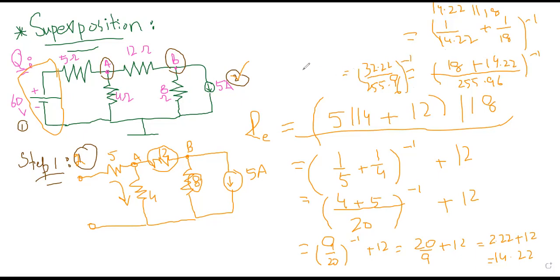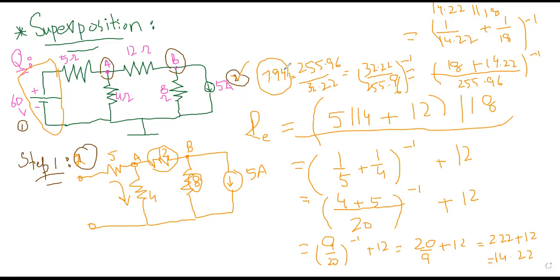So this must be 255.96 divided by 32.22. So now you have to find it. The answer is 255.96 divided by 32.22, so the answer is 7.94. So the equivalent resistance is 7.94. Then any question?